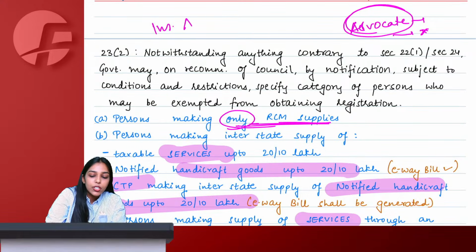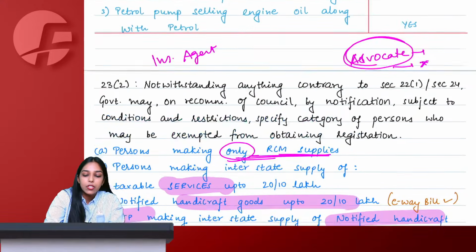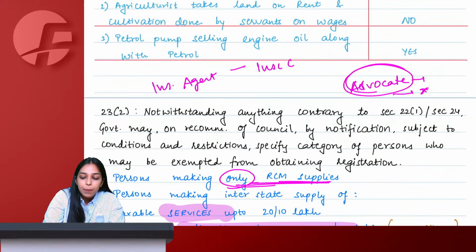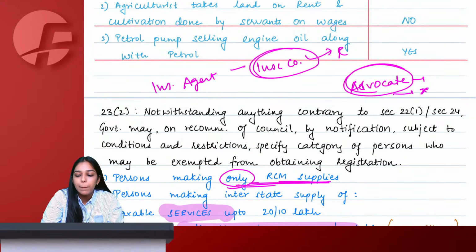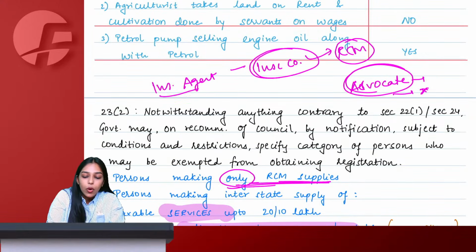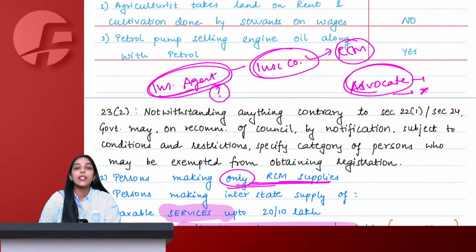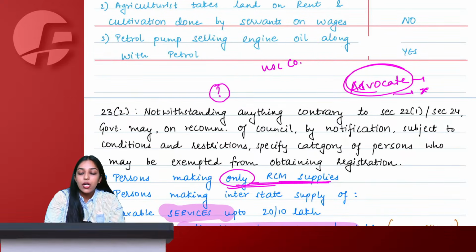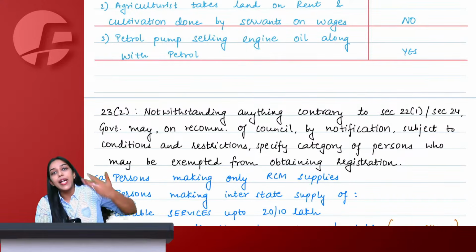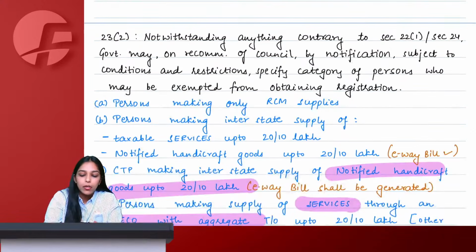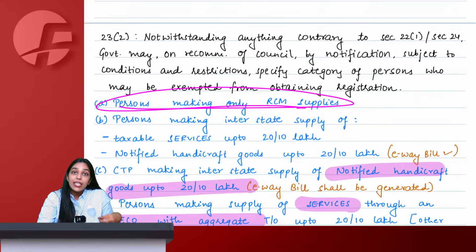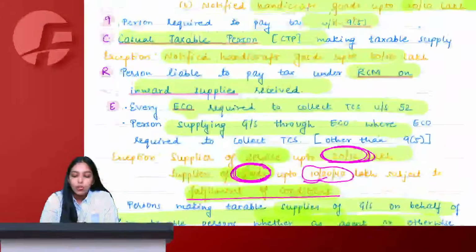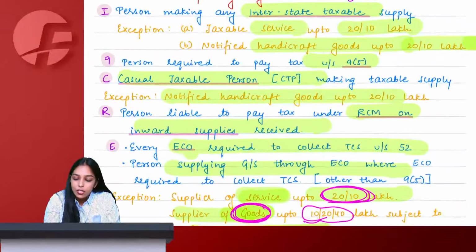Let us say an insurance agent. Now, an insurance agent gives services to an insurance company. So the insurance company, being the recipient, will have to take compulsory registration and pay RCM. So what is the need for the insurance agent to take registration? So the person supplying outward RCM supplies will not be required to take registration, but the person availing inward RCM supplies will have to take compulsory registration.